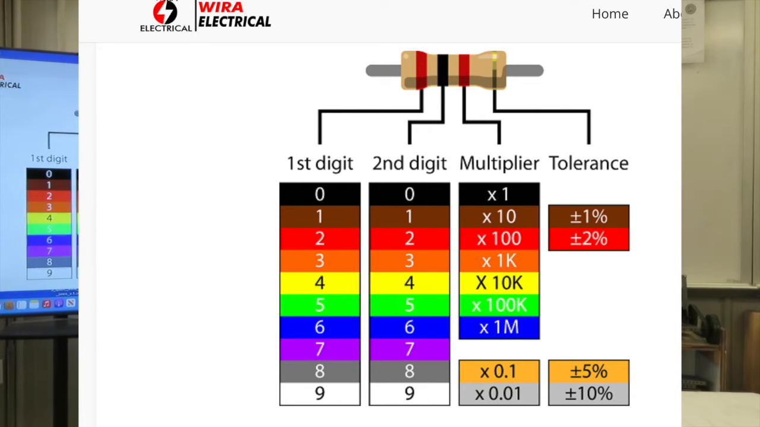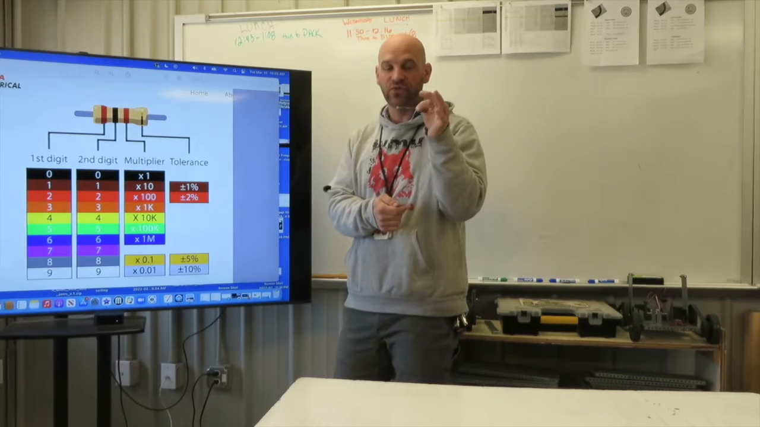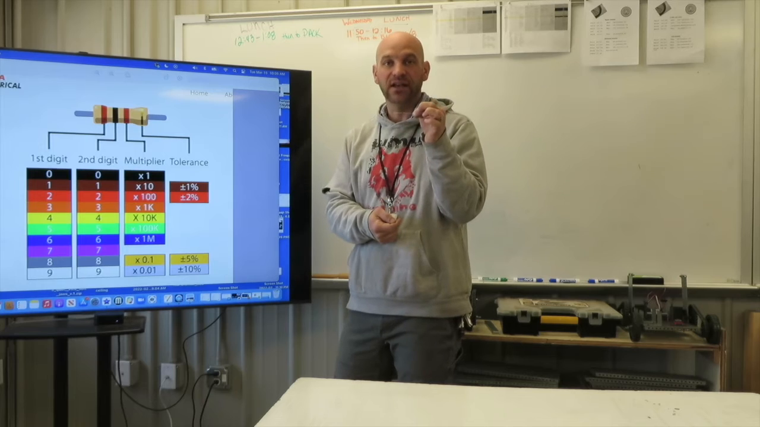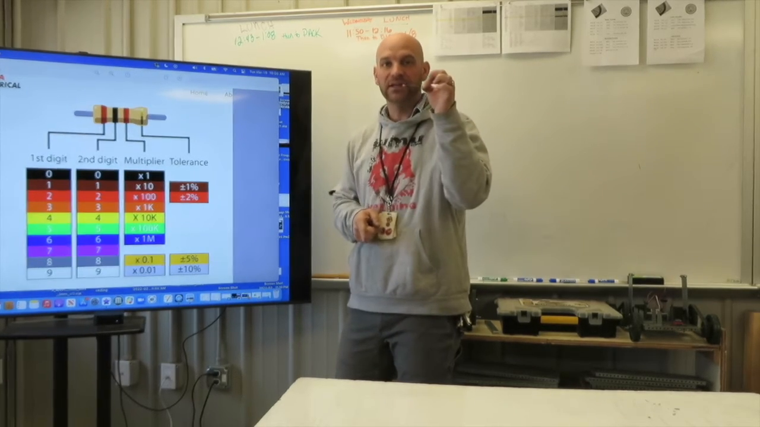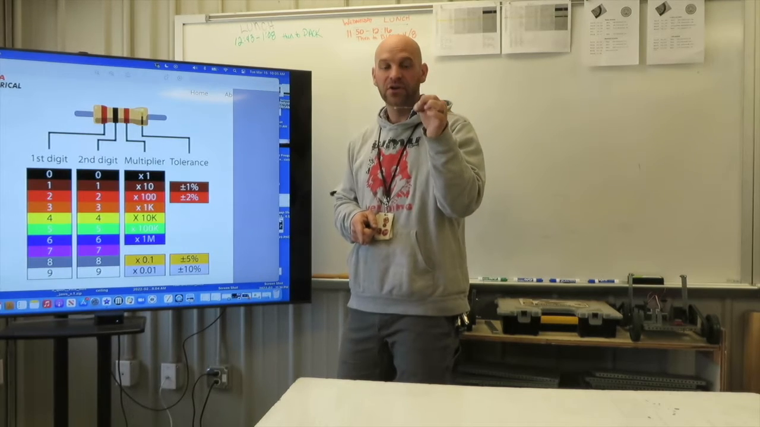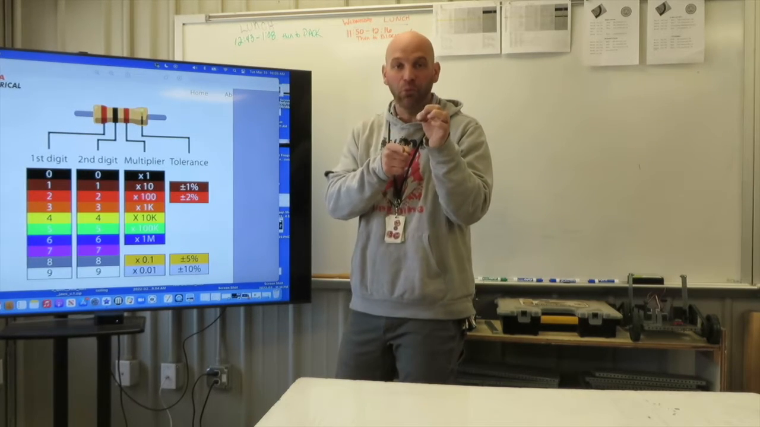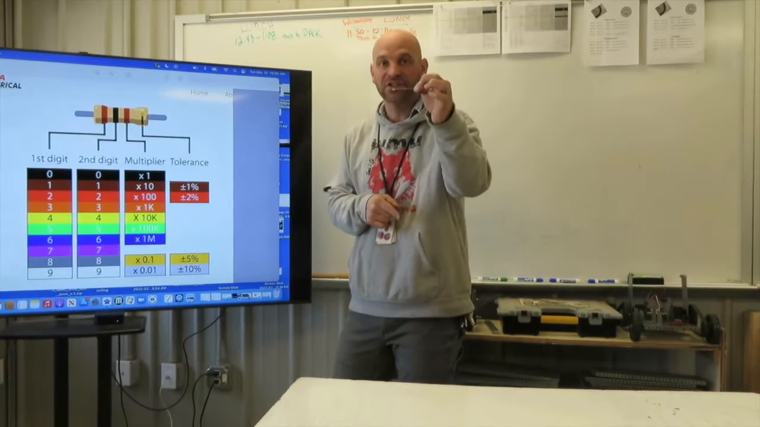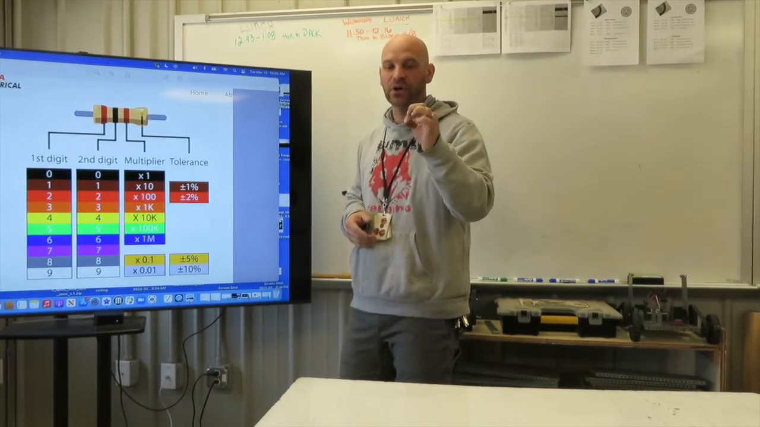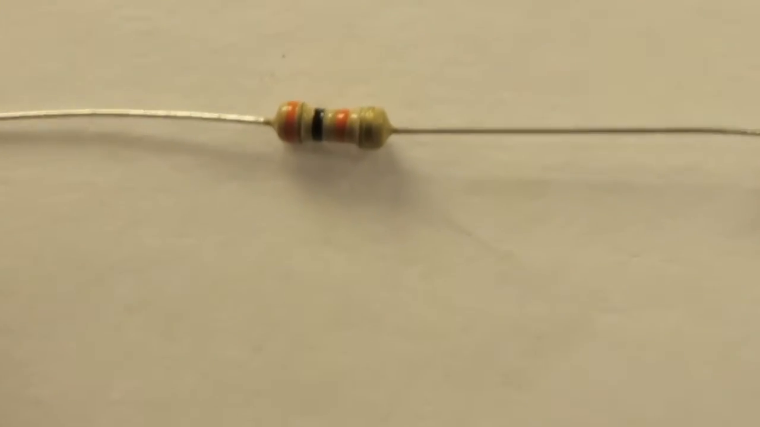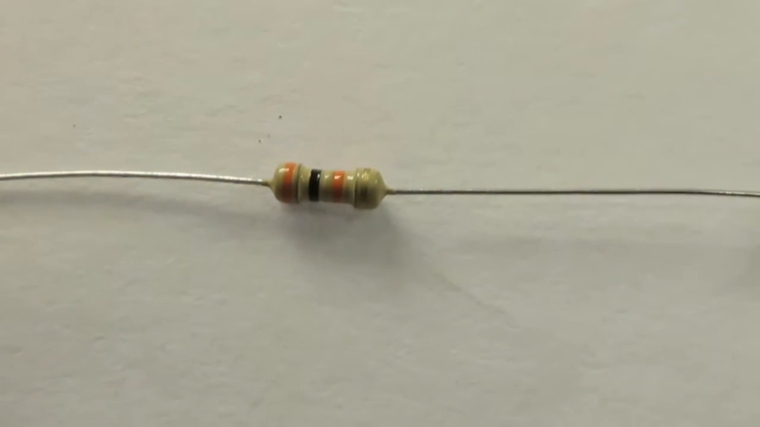So we usually have 4 bands. There's 3 that designate the number, and then the 4th one is the tolerance. So we have 2 numbers, a multiplier, and then we have a tolerance. It's plus or minus this many resistance. So this one is orange, black, orange, gold.